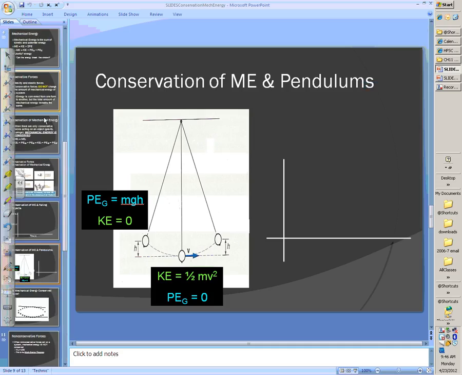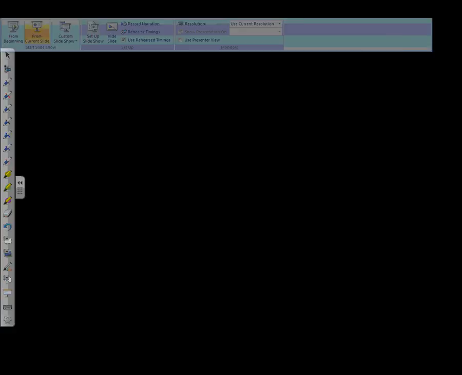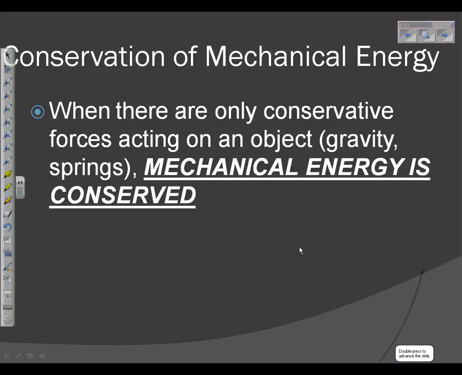When we have only conservative forces, so if there's only gravity and/or a spring force, we say that mechanical energy is conserved. Because remember, conservative forces don't change the amount of mechanical energy, they just turn one form into something else. Like in that pendulum, gravity is turning potential gravitational into kinetic. Okay? So, when mechanical energy is conserved, it starts off looking like this. ME initial equals ME final. Mechanical energy initial equals mechanical energy final. That's what conservation means, right?